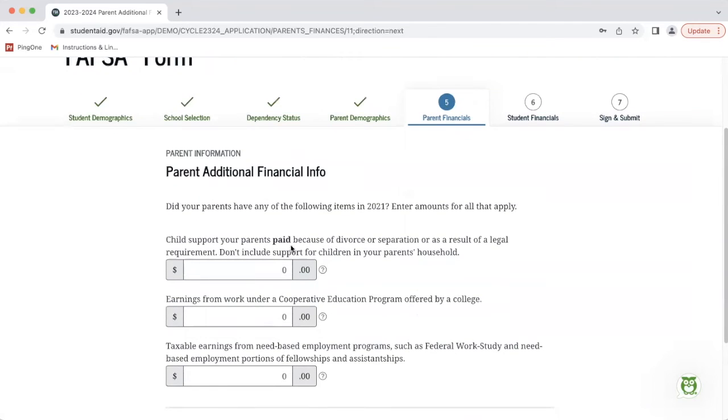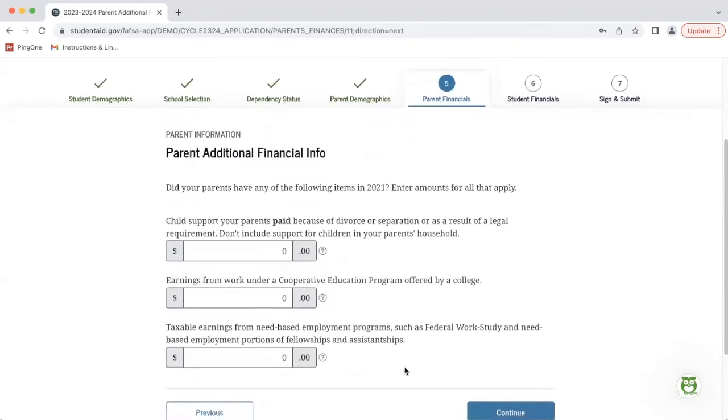Did your parents have any of the following items in 2021? The first is asking about child support paid. Later on, it'll ask about child support received if it applies. Earnings from work under a cooperative education program offered by a college, and finally, taxable earnings from need-based employment programs.